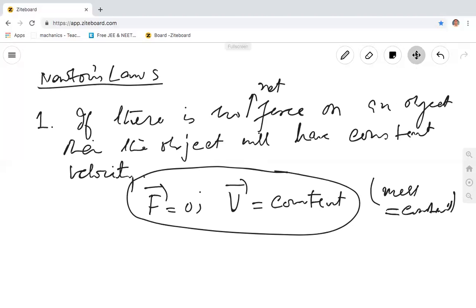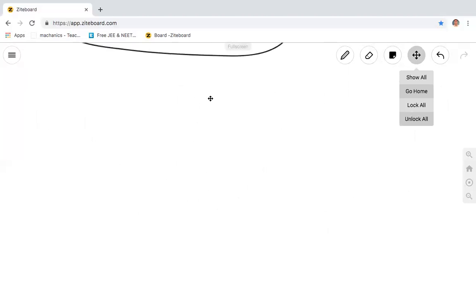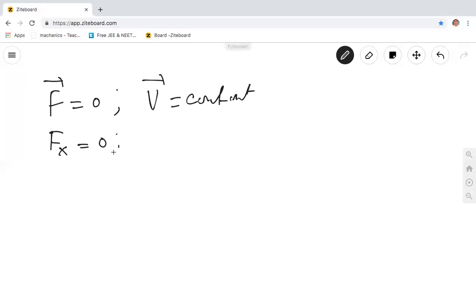Okay, let me explain it further. If F is 0, it means the net external force is 0. There may be forces, but the total net of all those forces should be 0. Then velocity is constant. If Fx is 0, what do you write for velocity in the x direction? Velocity in the x direction is constant, so Vx is constant.